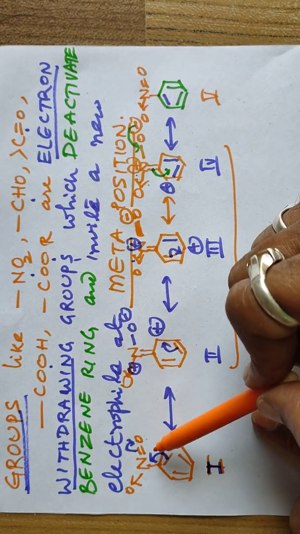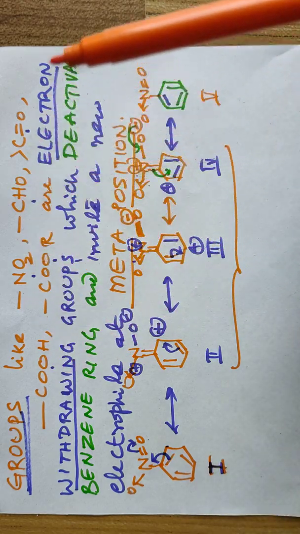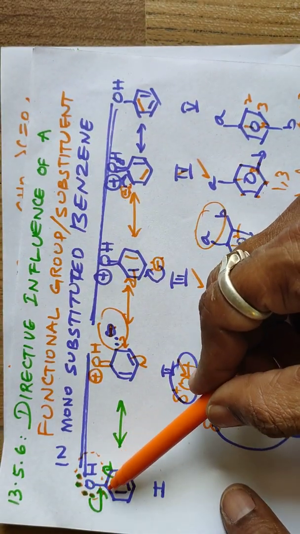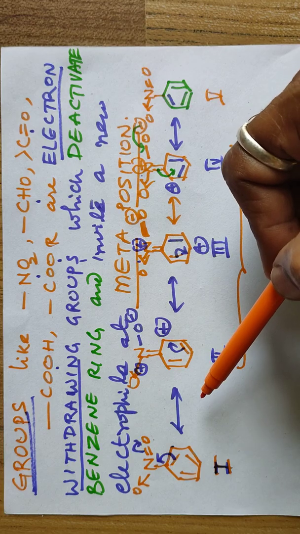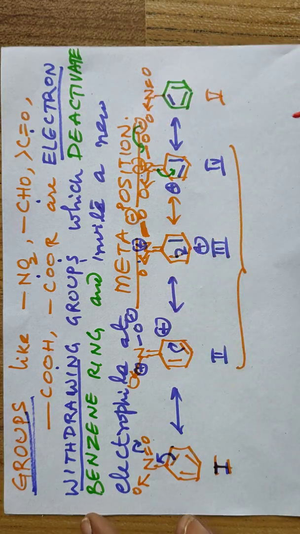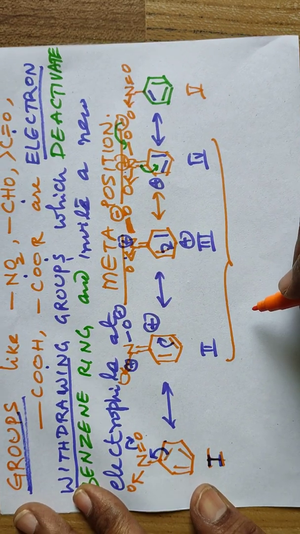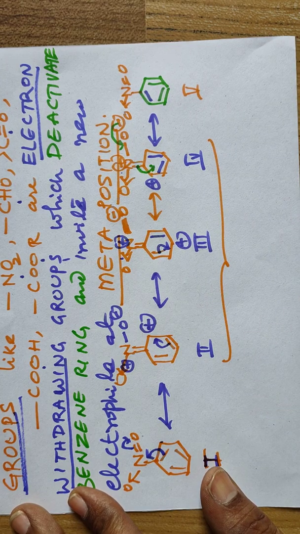Why positive charge? Because of an electron withdrawing group. It is because of electron donating. The pi electrons are delocalized here and shifted here. So in this manner you have to observe what is noticed in the resonance structure.